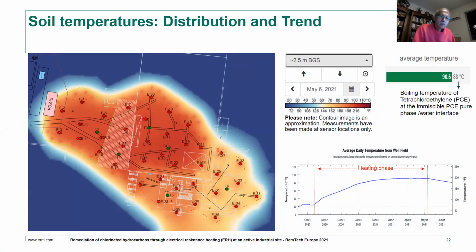the heating performance. The target temperature was 88 degrees, that was the boiling temperature of tetrachloroethylene at the initial PCE pure phase water interface. So we reached, on average, we exceeded that, and reached that at most of the points, even if some of the points did not reach the target because of logistic constraints in the distance of the electrodes.